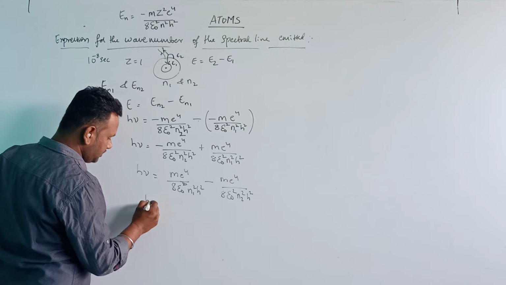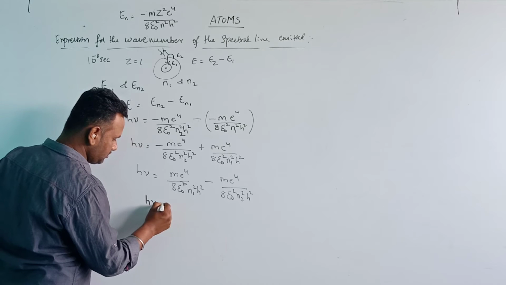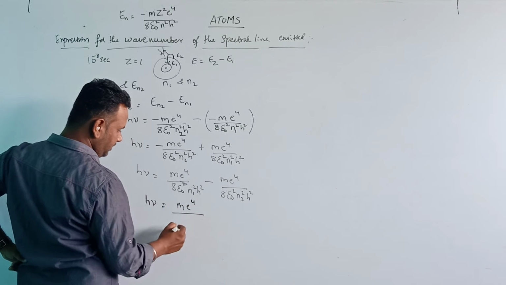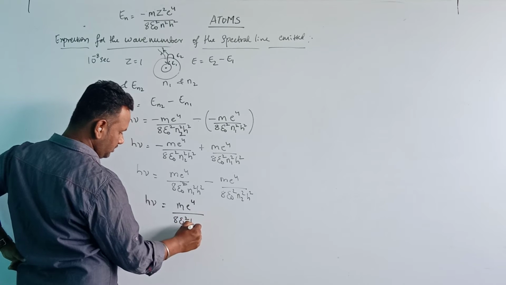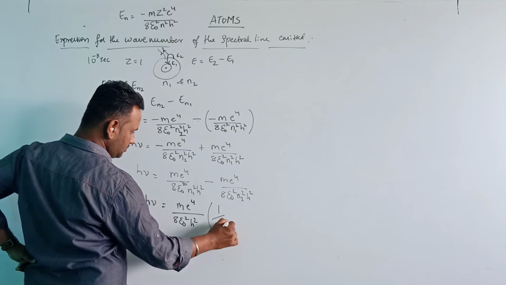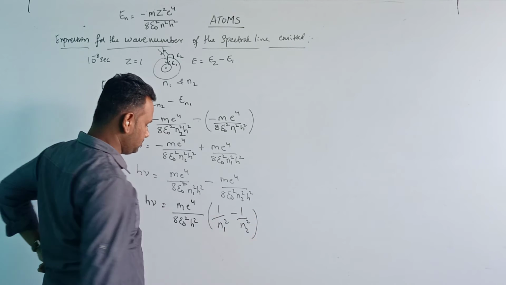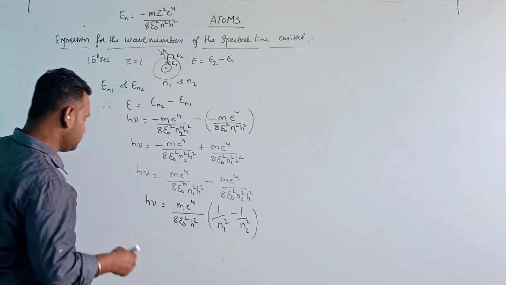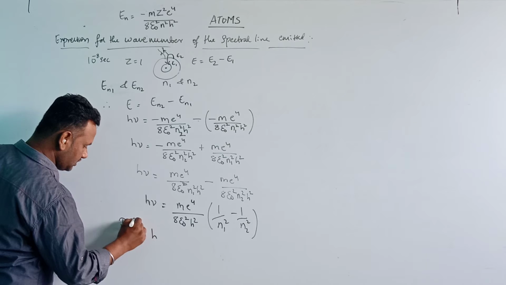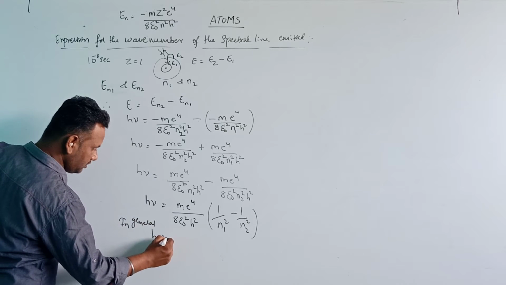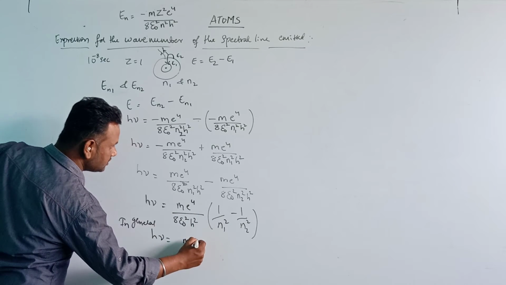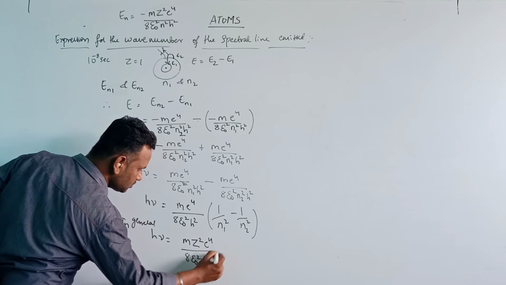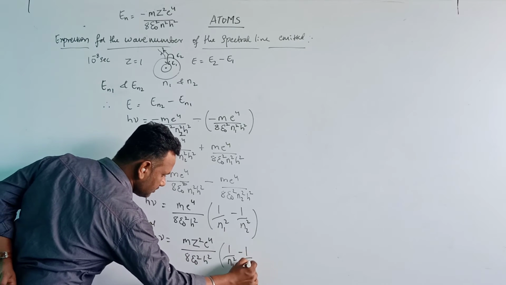Therefore h nu is equal to, taking the common terms, m e to the power of 4 divided by 8 epsilon naught square h square into 1 by n1 square minus 1 by n2 square. Okay, so here we are taking a hydrogen atom, but in general h nu is equal to m Z square e to the power of 4 divided by 8 epsilon naught square h square into 1 by n1 square minus 1 by n2 square.